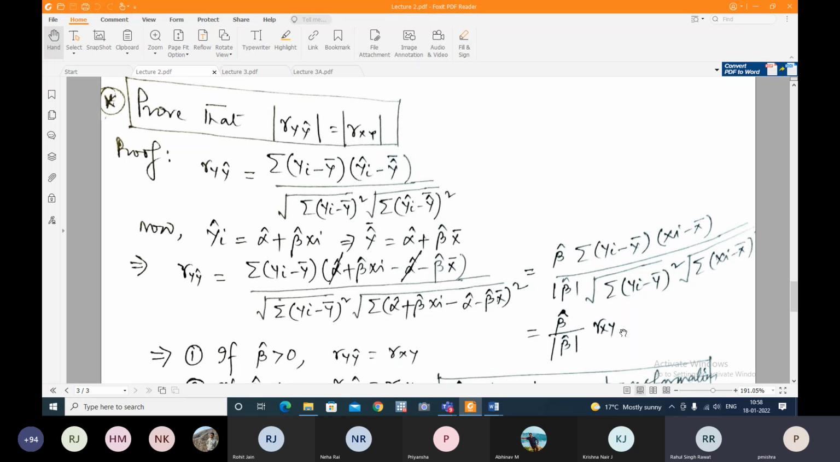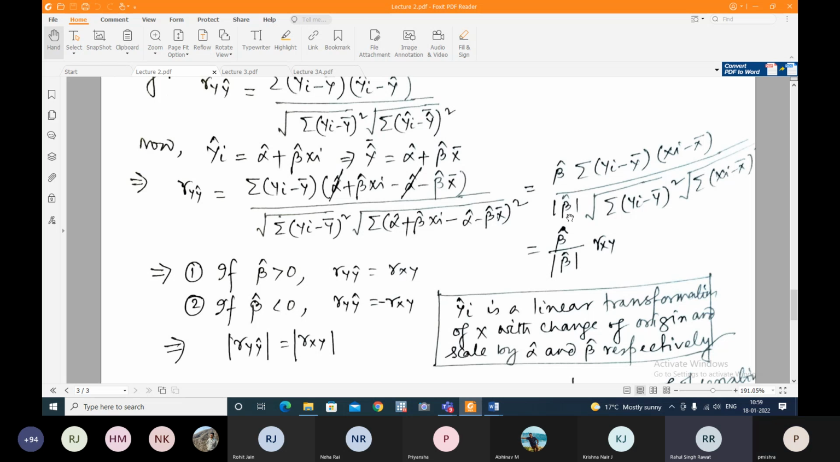Now it all depends on the sign. Otherwise, there is no difference. So if beta hat is positive, then both would be the same. If it is negative, then obviously one would be the negative of the other. We just need to add a minus sign. But overall, what we can say is that the modulus of the two correlation coefficients would be the same.